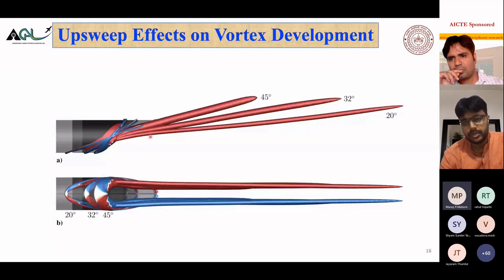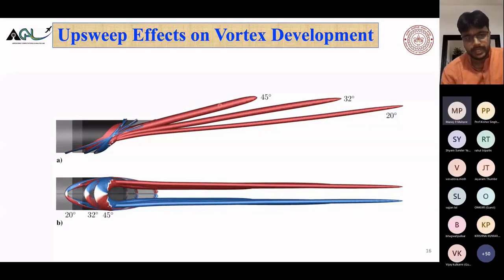So when the upsweep is lower, the vortex angle is also lower. Right? It develops at a lower slant angle, if you can say that. And at 45 degrees, it has to basically honor the shape of the base, which you expect, and that is what is happening here. The second thing that you may observe is that the vortex becomes thicker as you go from 20 degree to 45 degree.